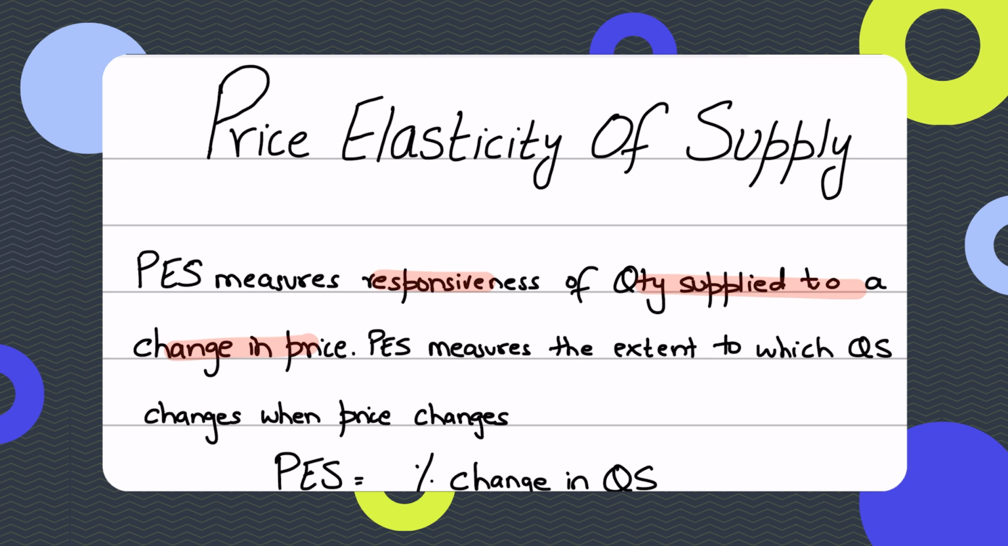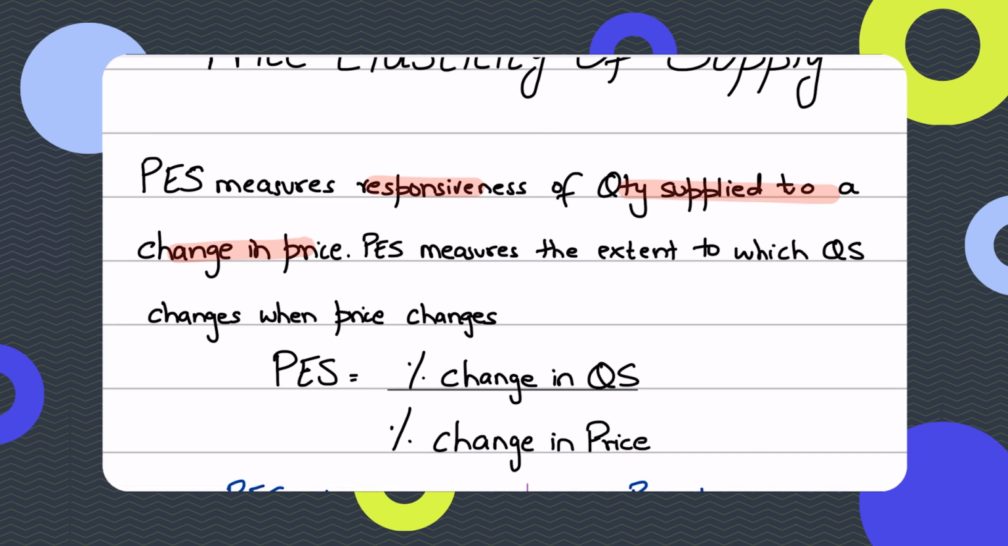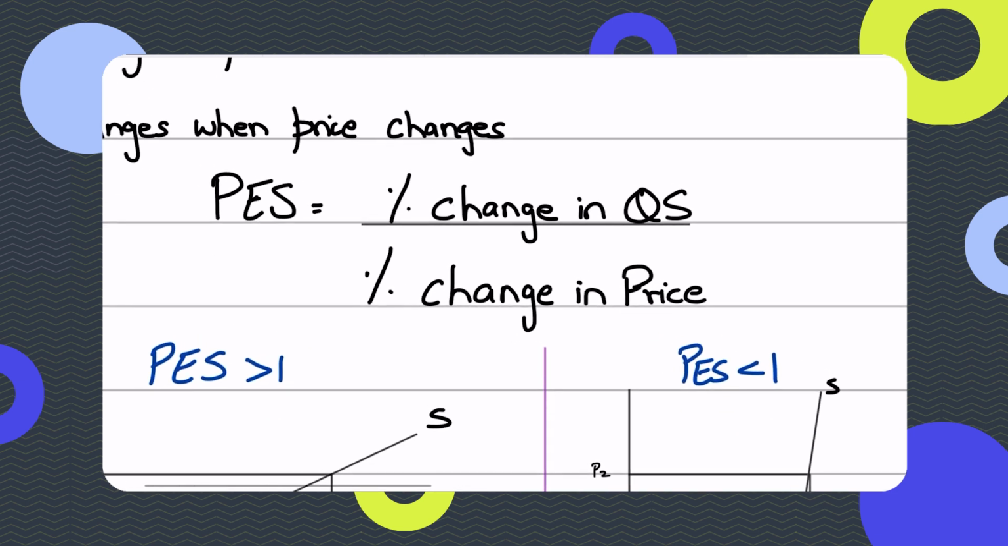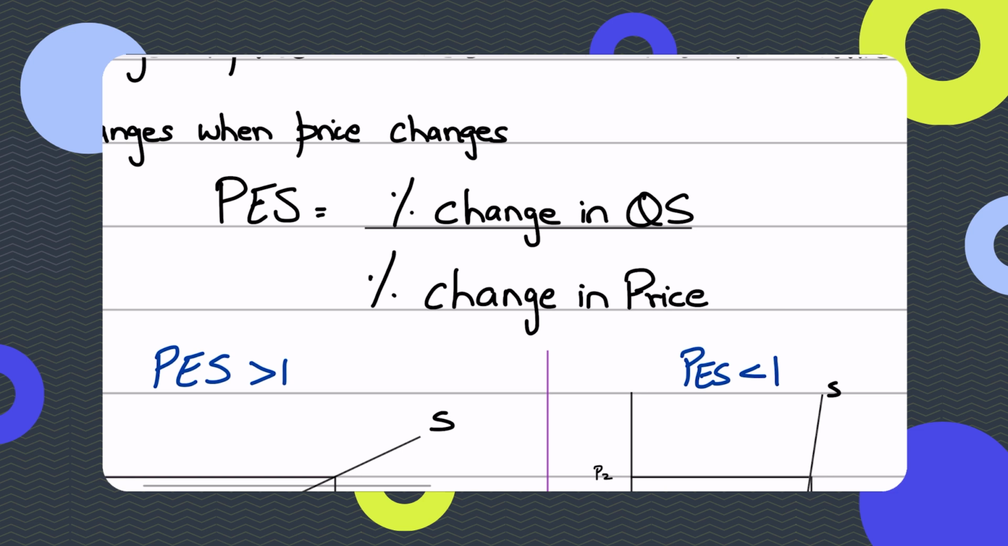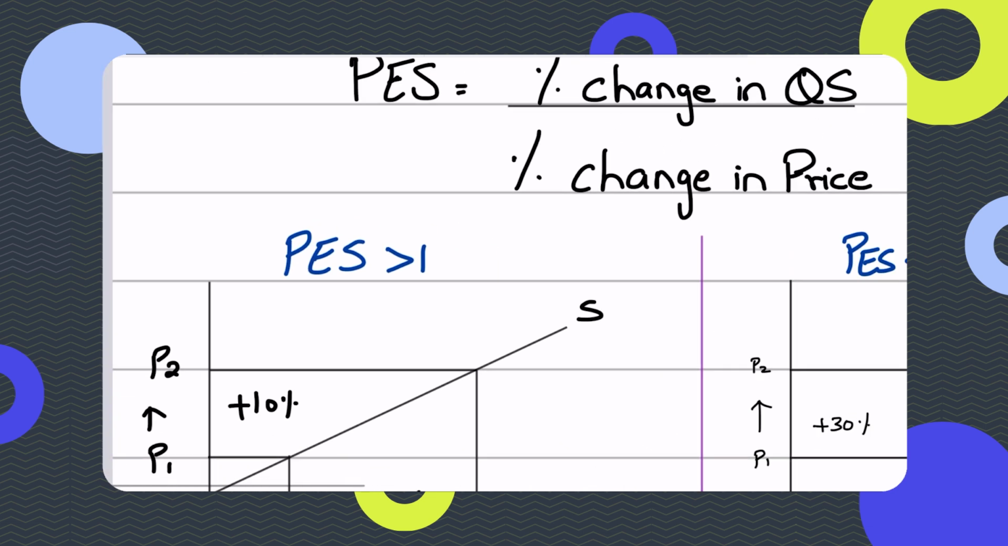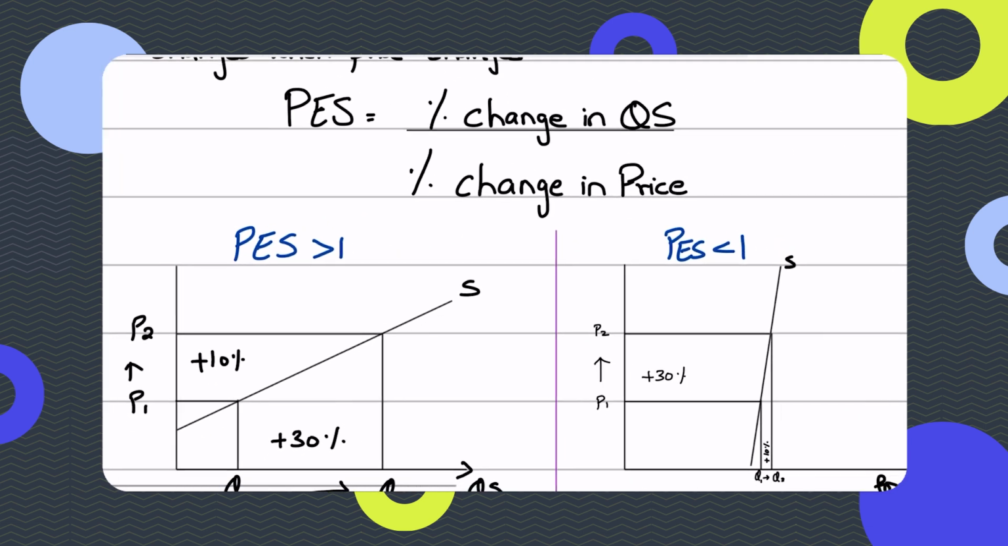Definition number one. Another way to say it is that PES measures the extent to which quantity supplied changes when price changes. The formula for PES is similar to the formula for PED, except that instead of quantity demanded, you write quantity supplied. So PES is the percentage change in quantity supplied divided by the percentage change in price. Just like you had elastic and inelastic demand, here also you have elastic supply and inelastic supply. If PES is greater than 1, the supply is elastic. If PES is less than 1, the supply is inelastic.